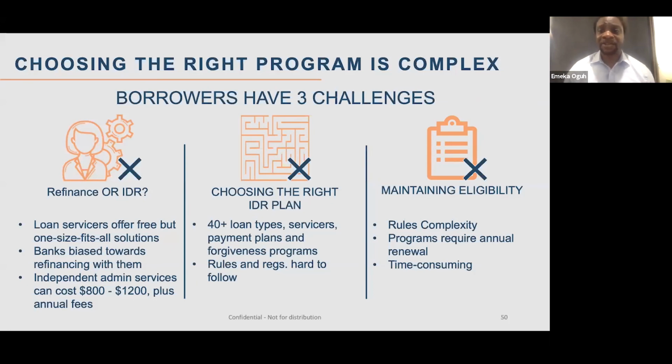And then maintaining eligibility, as we mentioned, if you qualify for public service loan forgiveness, if you've forgotten to recertify with your prior employers, reaching out to them and getting the paperwork signed can take time.